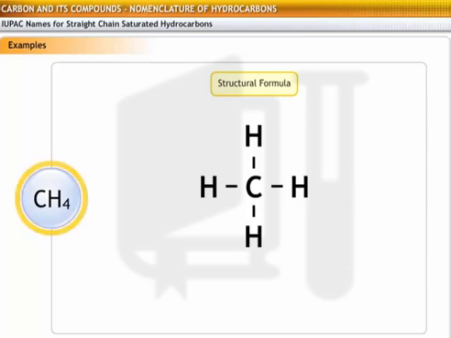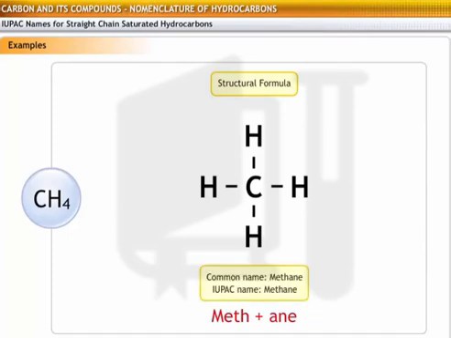The compound CH4 contains one carbon atom, so the root word is meth. It is a saturated hydrocarbon, that is, the carbon atom is bound to 4 hydrogen atoms by single bonds. There are no double or triple bonds. Hence, this compound is an alkane. The IUPAC name is a combination of meth and ane, which becomes methane.